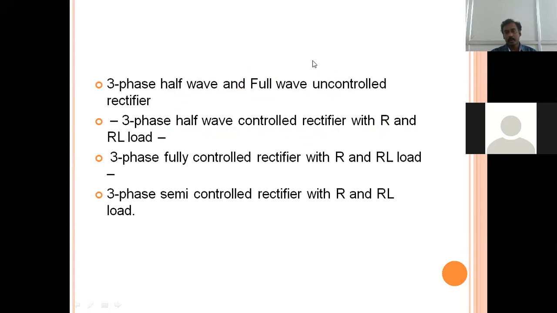We considered a transformer provided with primary delta and secondary star connection, and the star connection is connected to three diodes or three SCRs, in which we considered the operation for resistive load and RL load. Then we need to consider the three phase full wave controlled rectifier. Both are going to have the same operation, but the only difference is the number of devices that are employed.